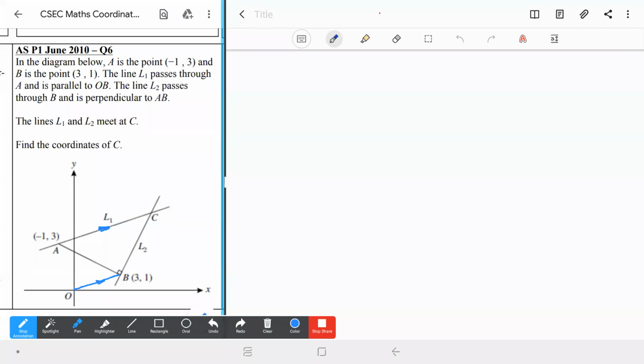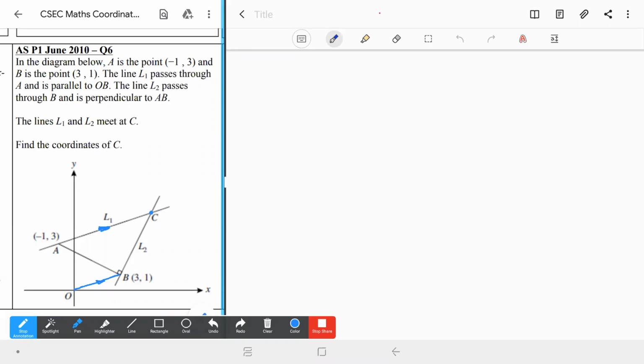It says line 1 and line 2 meet at C right here. So C is the point of intersection of line 1 and line 2. And they want us to find that point C. That's the question. With all of that information, all they want us to do is find the coordinates of the point C. Let's mark it, the point C.